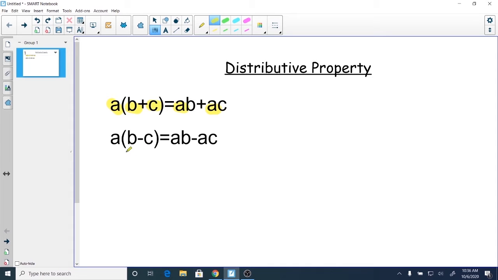This also works for subtraction. Same way, if I do A times B, you get AB, and then I do A times a negative C, so I get a negative AC. So that's the general format. Let's go ahead and look at some examples.